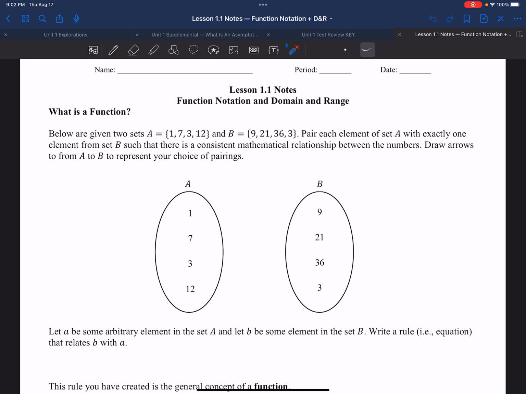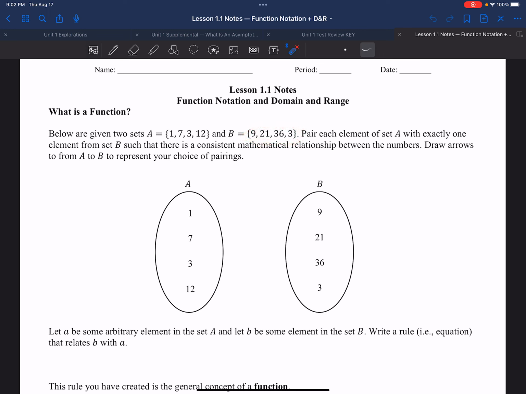So, I say below are given two sets, A, which is this collection of items here. Notice A is called a set, and a set is denoted with curly brackets like this. This is going to be important later. So A is the set of numbers 1, 7, 3, 12. That's not a sequence necessarily. It's just a collection of numbers, just floating in space. B is also this set, 9, 21, 36, 3.